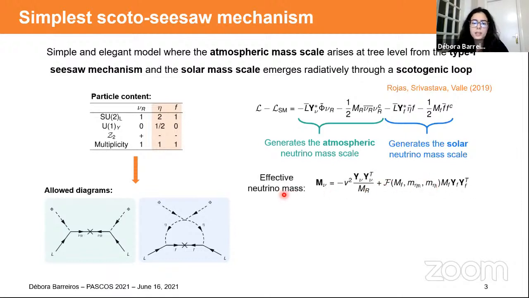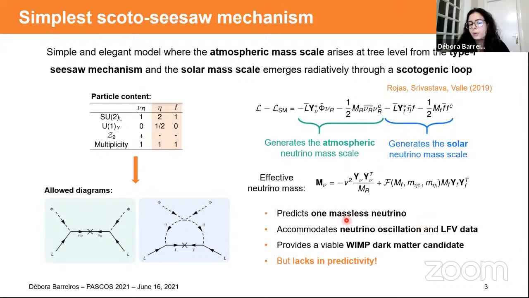So at the end, when we look at the effective neutrino mass matrix, we can see the contribution of both these mechanisms. As you can see, this is a very simple model, and it predicts one massless neutrino, can accommodate without any problem neutrino oscillation and LFV data, and provides a viable WIMP dark matter candidate. However, if we do not constrain this Lagrangian somehow, then we will not get any predictions for low energy observables.